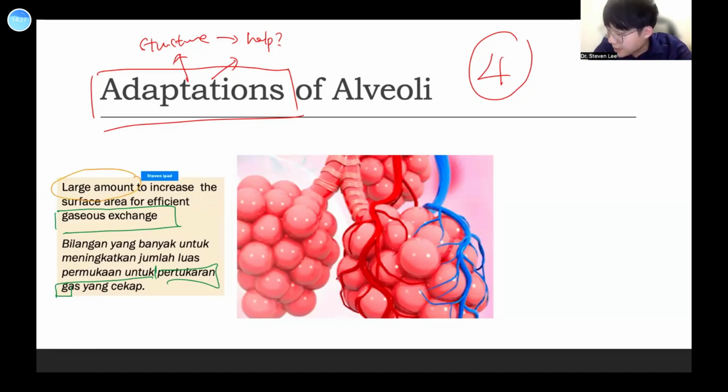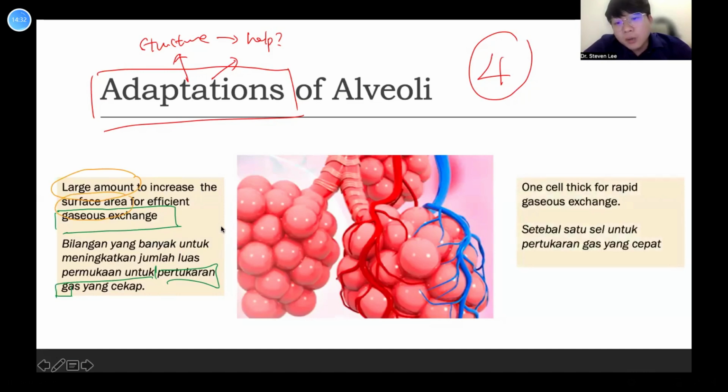If you see how I do my answering, you can see very clearly I have the characteristic and I have the reason for it. That is how you answer the question. Another one is something that's very simple. Everyone also knows that the alveoli is actually just one cell thick, meaning it's very thin. So whatever in biology that is thin is actually for something to happen fast: rapid gaseous exchange.